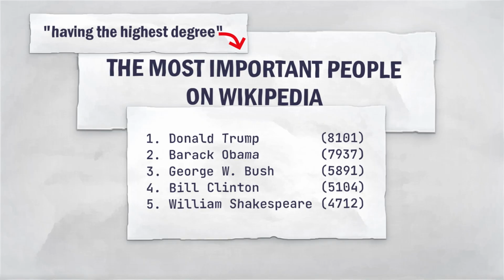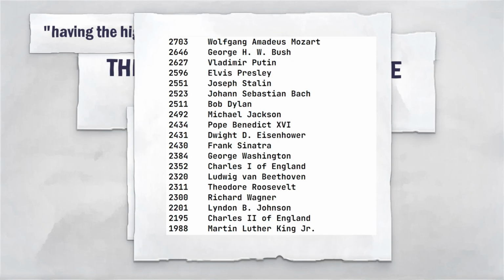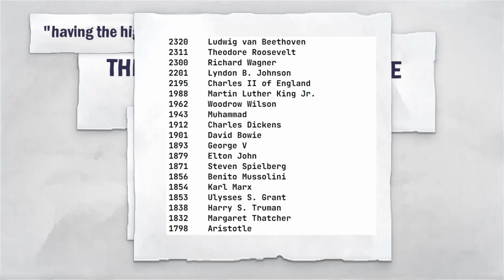It's kind of centered around American presidents, but that's not too surprising. They are extensively covered by Wikipedia. And even a little further down the list, we get people who are pretty well known.